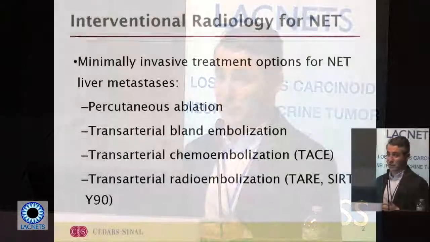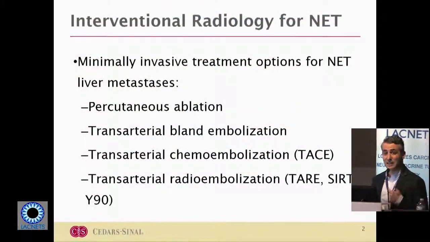Today I'm going to talk about 4 procedures that we do for neuroendocrine tumor METs. Ablation, percutaneous ablation, which is a procedure where we use CT and ultrasound. And then transarterial procedures: bland embolization, chemoembolization, and radioembolization. Those are all done through a tiny incision in the wrist or in the groin. We put a small catheter into the artery and snake the catheter through the arterial system into the liver arteries and treat tumors directly through the arteries that feed them.